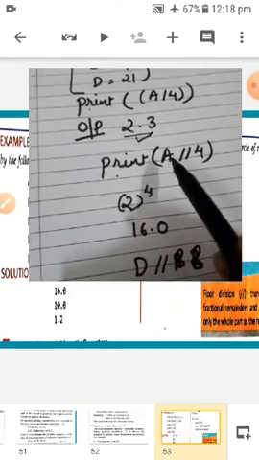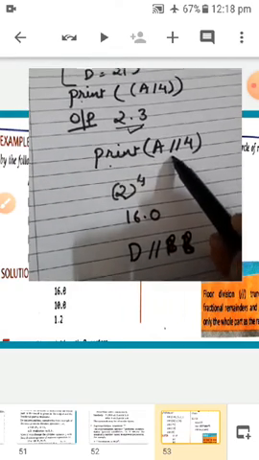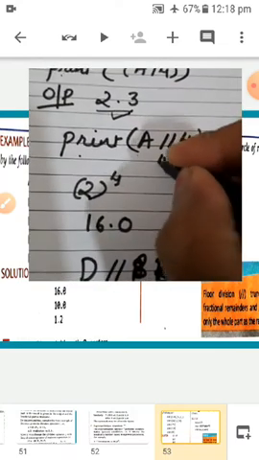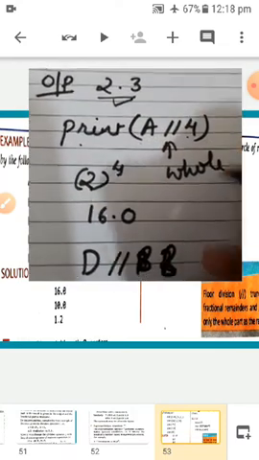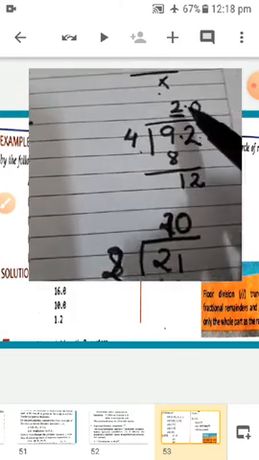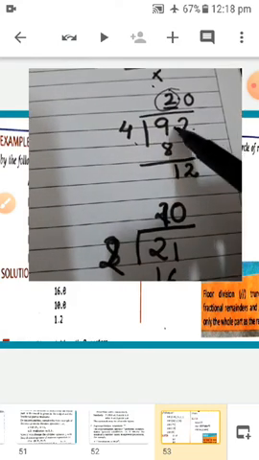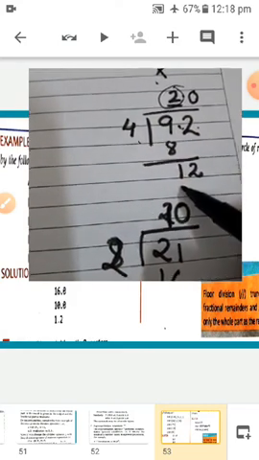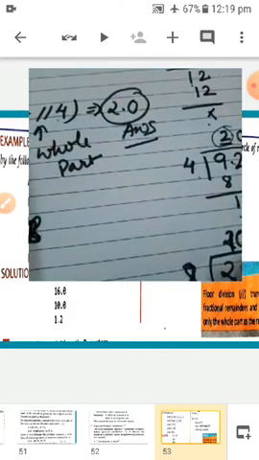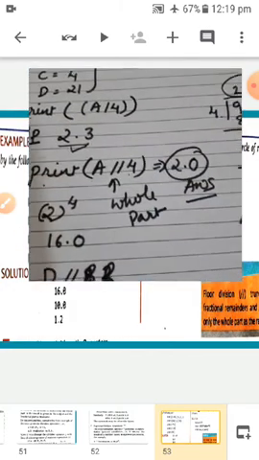Next is print a floor division sign 4. Now in this only the whole part you will get as the answer. So again this 9.2 divided by 4, the whole part is 2 because after that the decimal point is coming, so it will ignore the decimal part, you will get only 2.0 as the answer. So this will be your answer. Okay, get the point.